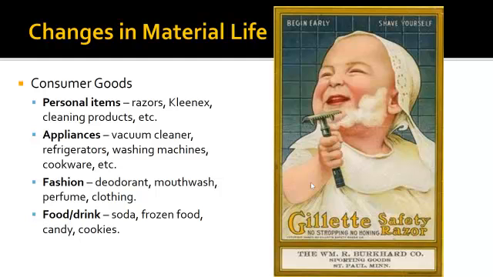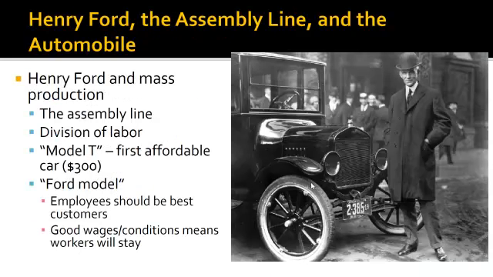Henry Ford's Ford Motor Company perfects the idea of the mass production of automobiles. He institutes the assembly line and the division of labor in an effort to create the country's first affordable car, the Model T, which could be purchased for only $300. He also changes the way that work went.